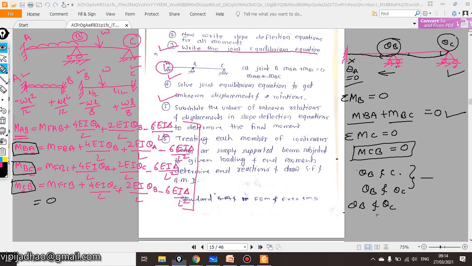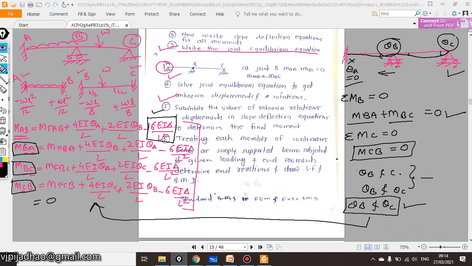So you have got the slopes here, and this value 6EI delta upon L square will depend on whether there is settlement. If there is settlement, this value will come into the picture. Otherwise it won't be coming into the picture. Once you calculate the values of slope, you have to just put these values of slope in all the slope deflection equations. You will get the values of final end moments MAB, MBA, MBC and MCB.